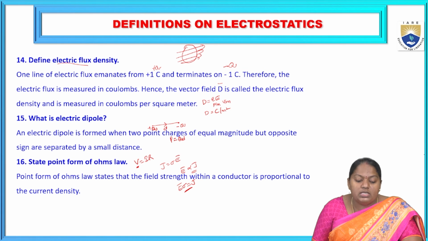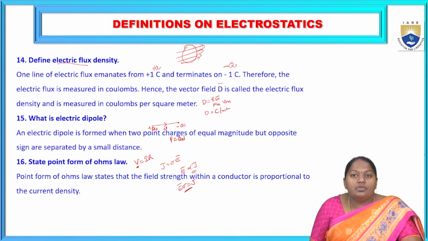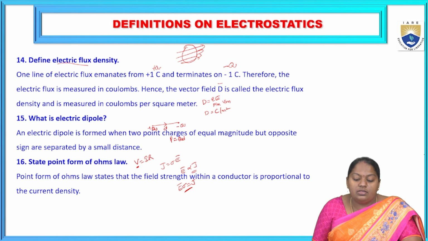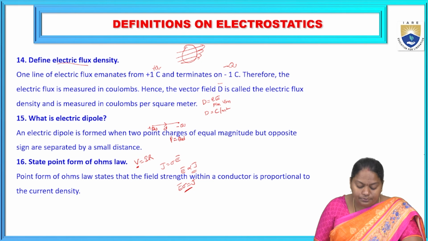In this PPT, we have learned electric flux density. Electric flux density means the electric lines of force passing through a given area. It gives the relation between electric flux density and field intensity as D equal to epsilon into E, and it is measured in Coulomb per meter square.